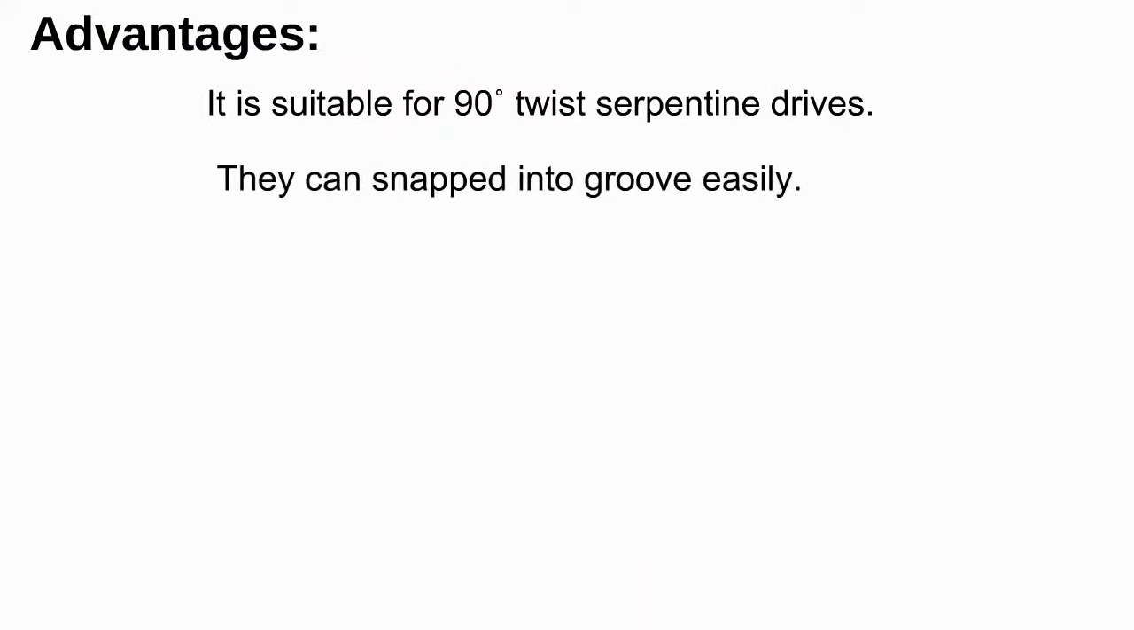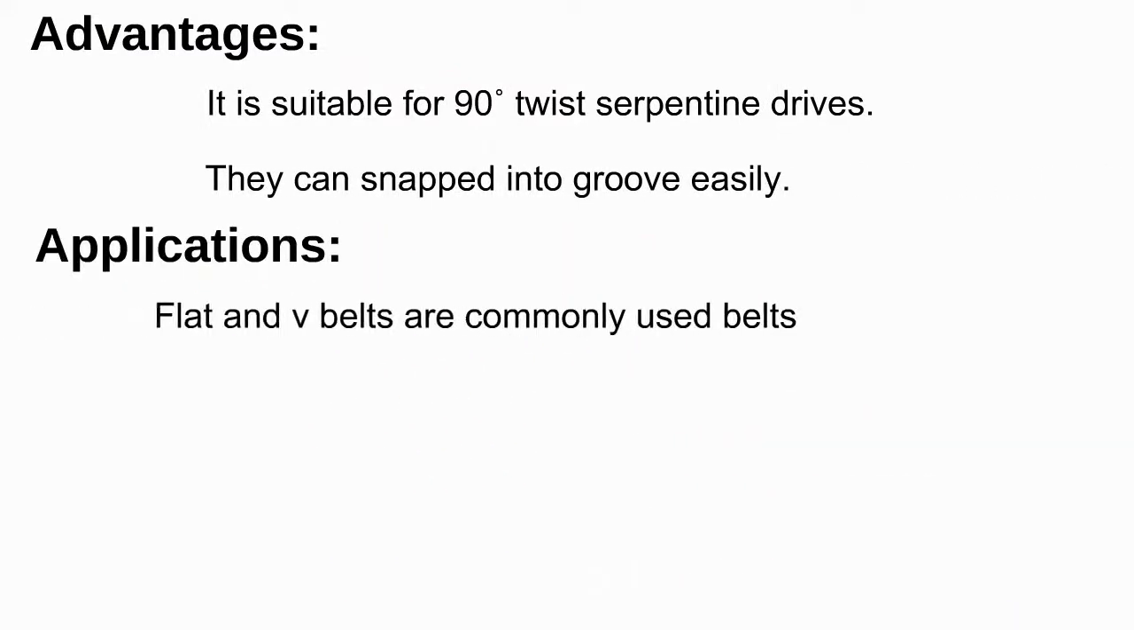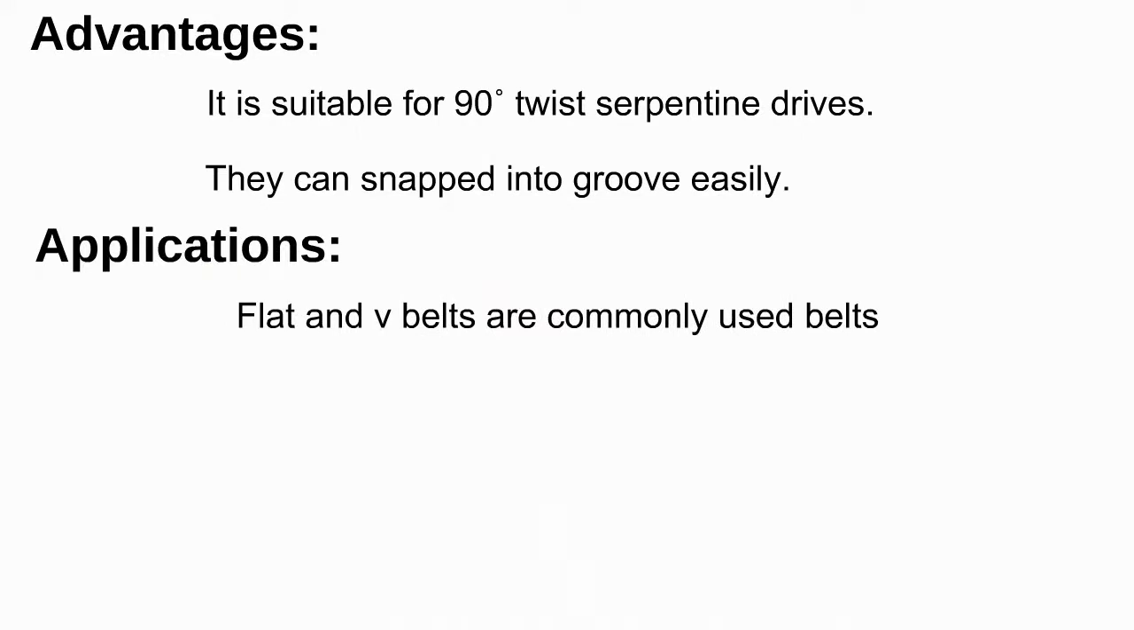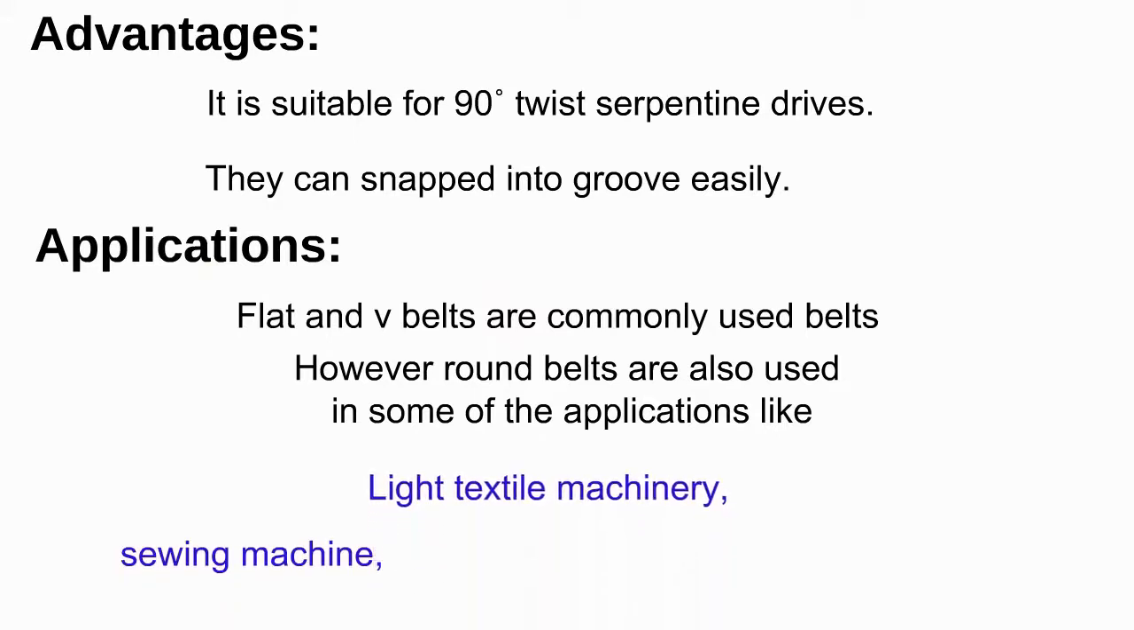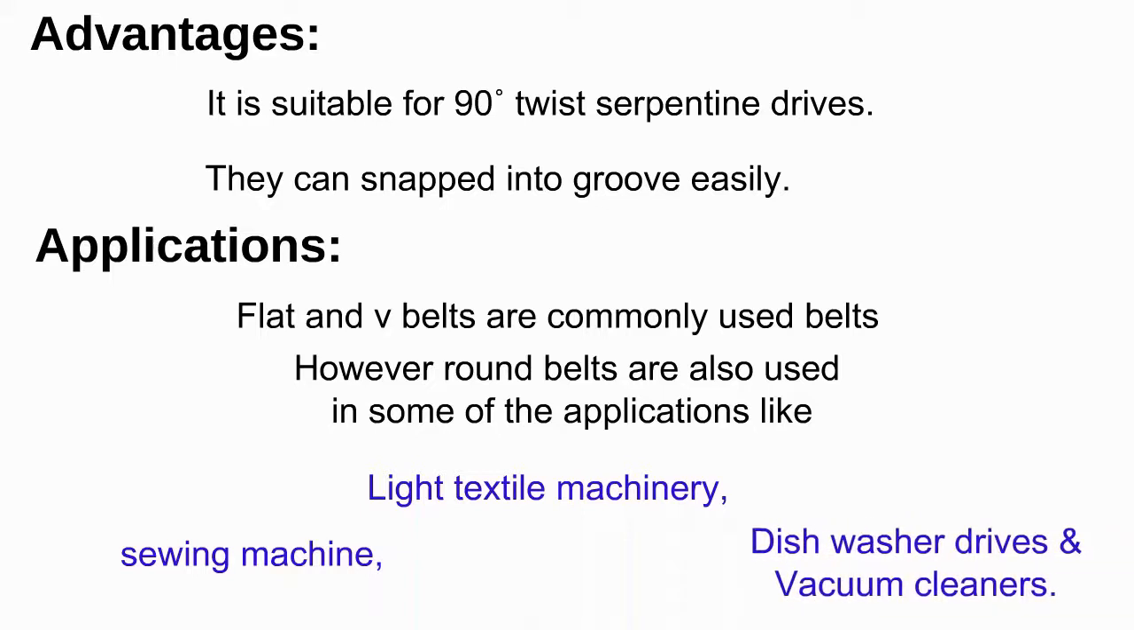Advantages: it is suitable for 90-degree twist serpentine drives. They can snap into the groove easily. Flat and V-belts are commonly used belts. However, round belts are also used in some applications like sewing machines, light textile machinery, dishwasher drives and vacuum cleaners.